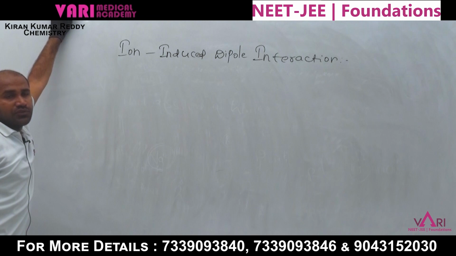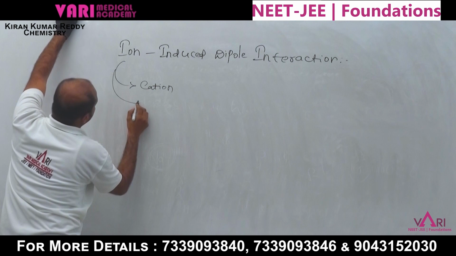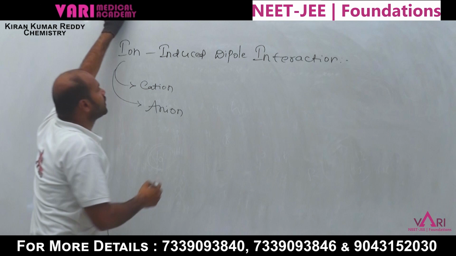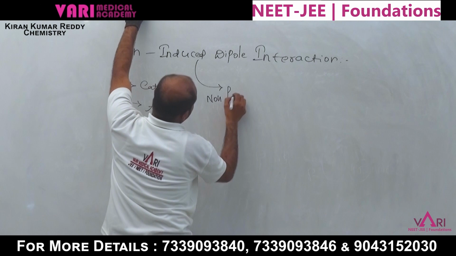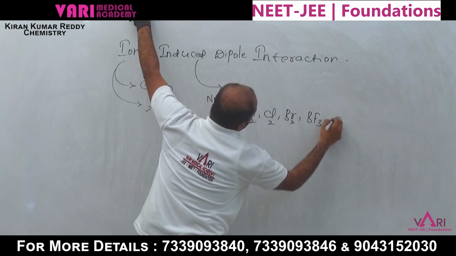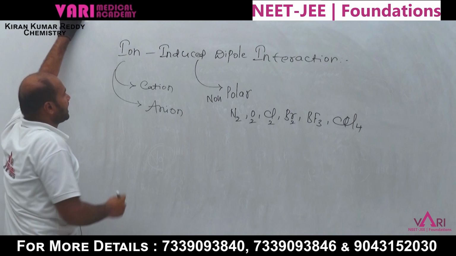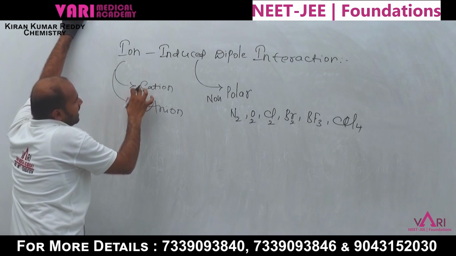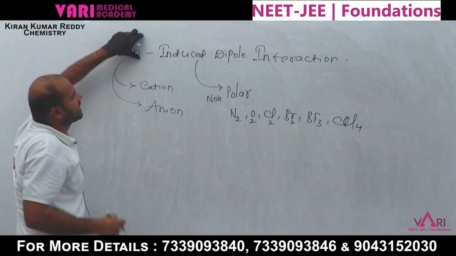Here, ion means cation or anion; we can take an anion also. Induced dipole means this one is a non-polar molecule. Examples: N2, O2, Cl2, Br2, BF3, carbon tetrachloride CCl4. These are all non-polar molecules. Now an ion, cation or anion, interacting with a non-polar molecule: this type of interaction is called ion-induced dipole interaction.